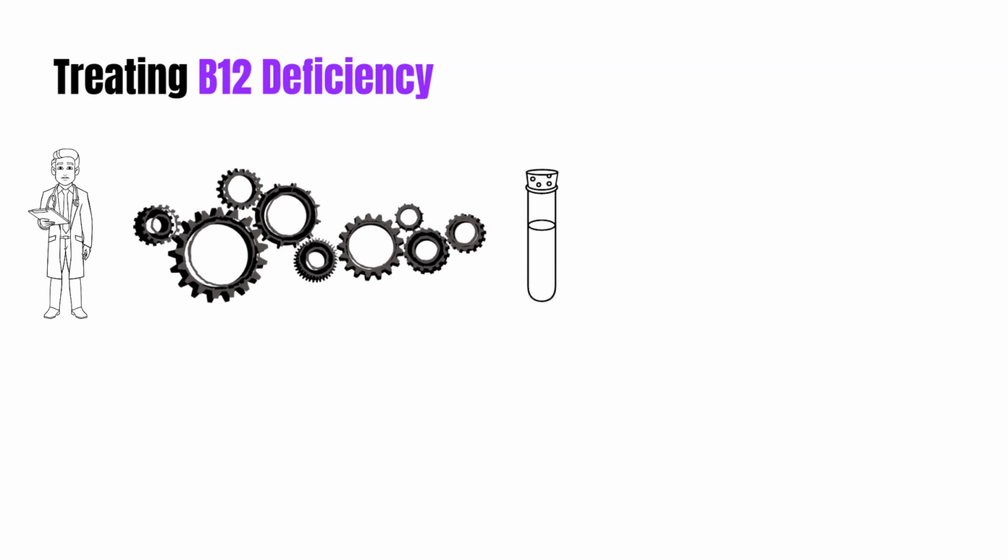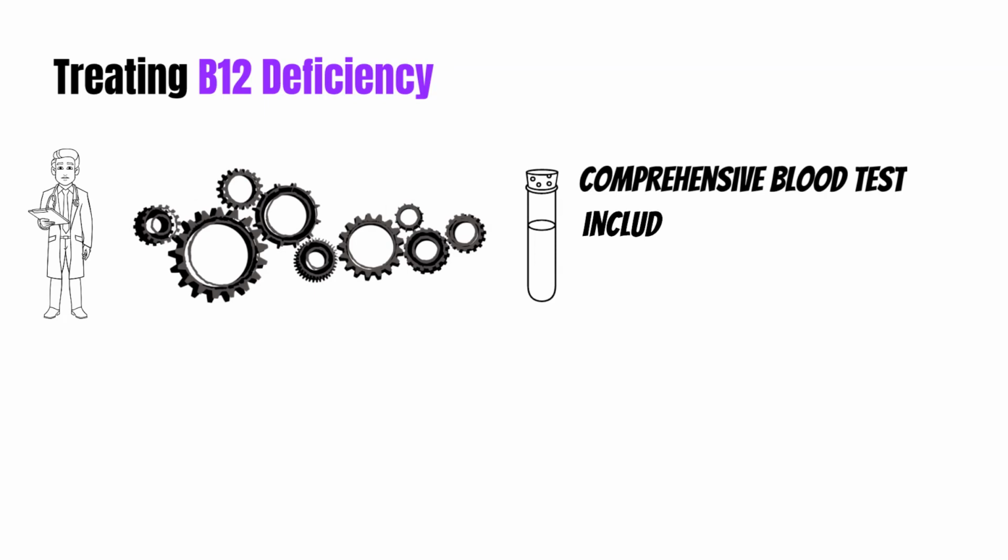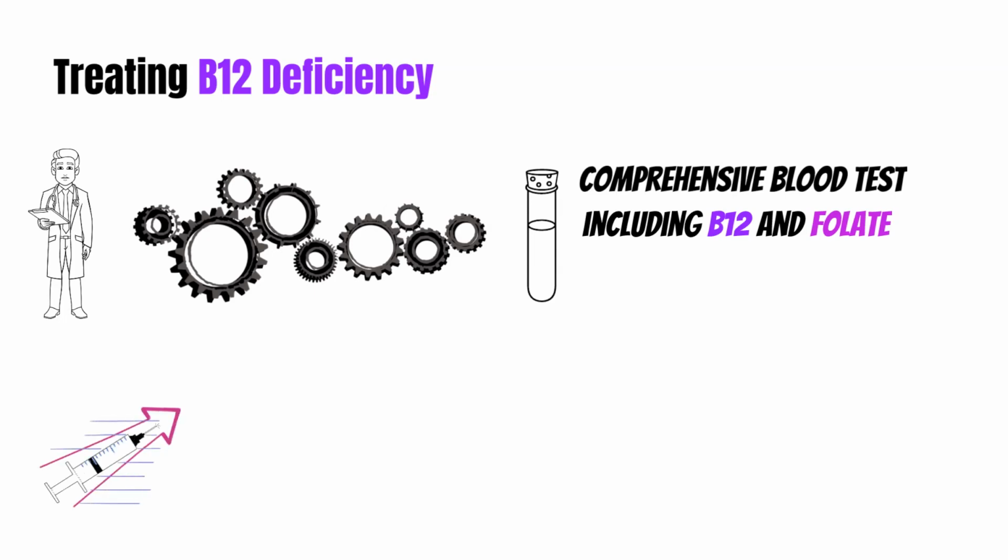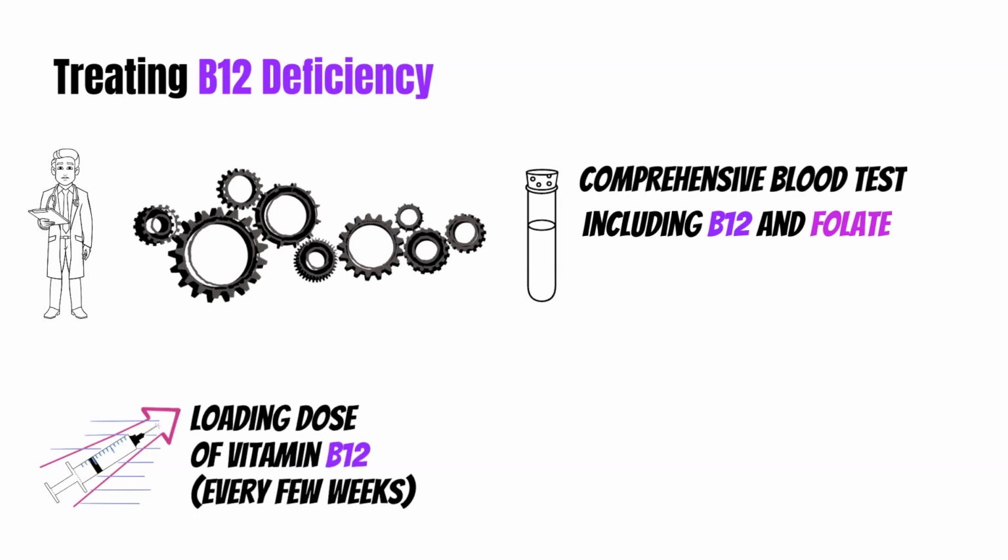Is it something else? So the first thing we're going to do is a comprehensive blood test, including B12 and folate, because they can paint that picture, like we mentioned. And then we have to see what's going on. If the B12 is low, then we have to correct that. The way to correct it is via injection. So into your shoulder, subcutaneously, you get an injection into the upper arm, and it's a loading dose of B12. You get an injection every few weeks, and this replenishes your stores.